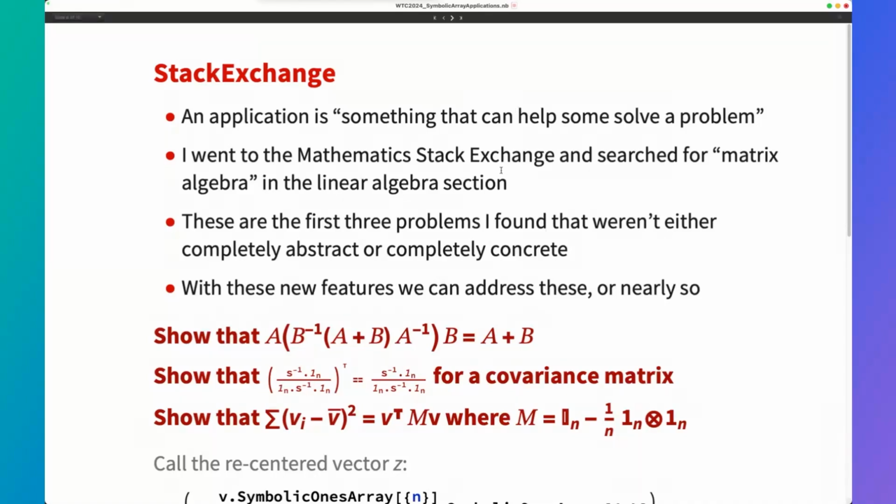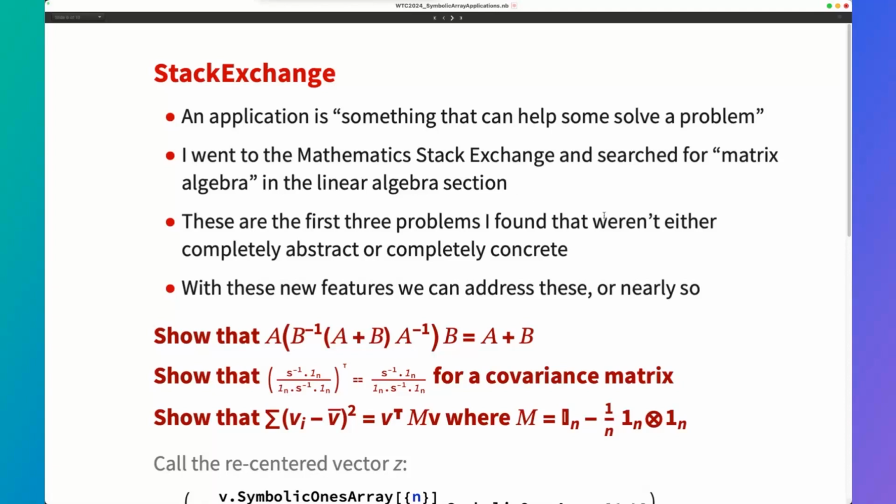So I went to Mathematics Stack Exchange, not Mathematica, and searched for matrix algebra and linear algebra. And there were a lot of super abstract problems, like how do I prove that this is the complete set of representations of this matrix algebra, which is not really a question we can actually ask, or they were super concrete, like I have this matrix and I have one unknown entry. Well, that's not really treating the matrix as a symbolic thing.